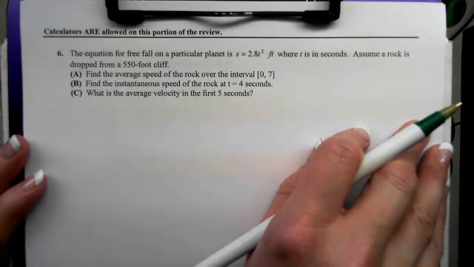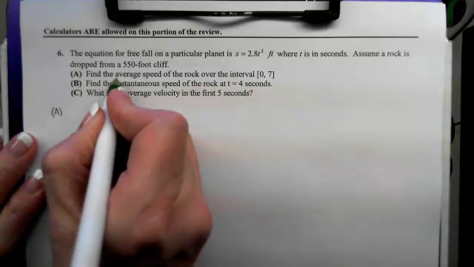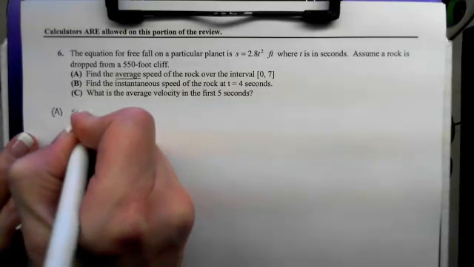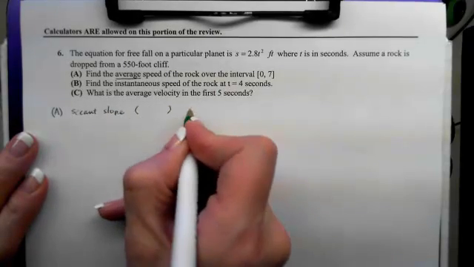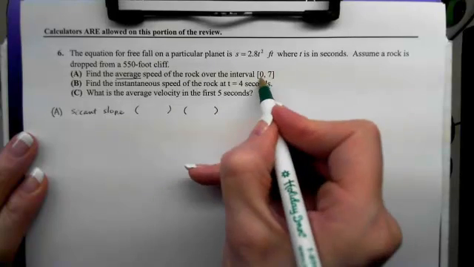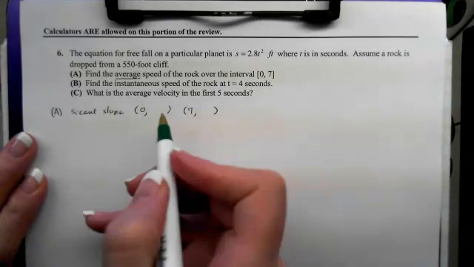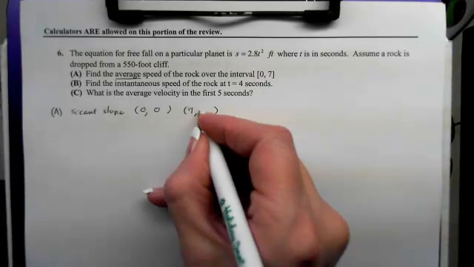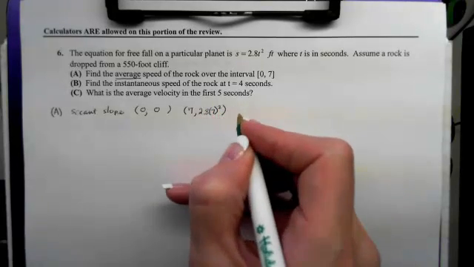First thing we want to do is find the average speed of the rock over the interval from 0 to 7. So, part A, we see the word average. That word average says that we should be looking for a secant slope. So a secant slope means we're going to need 2 points. This time interval, 0, 7, gives us x coordinates of those points. If I plug 0 into the function, I'm going to get 0. If I plug 7 into the function, I'll get 2.8 times 7 squared, whatever that ends up being.